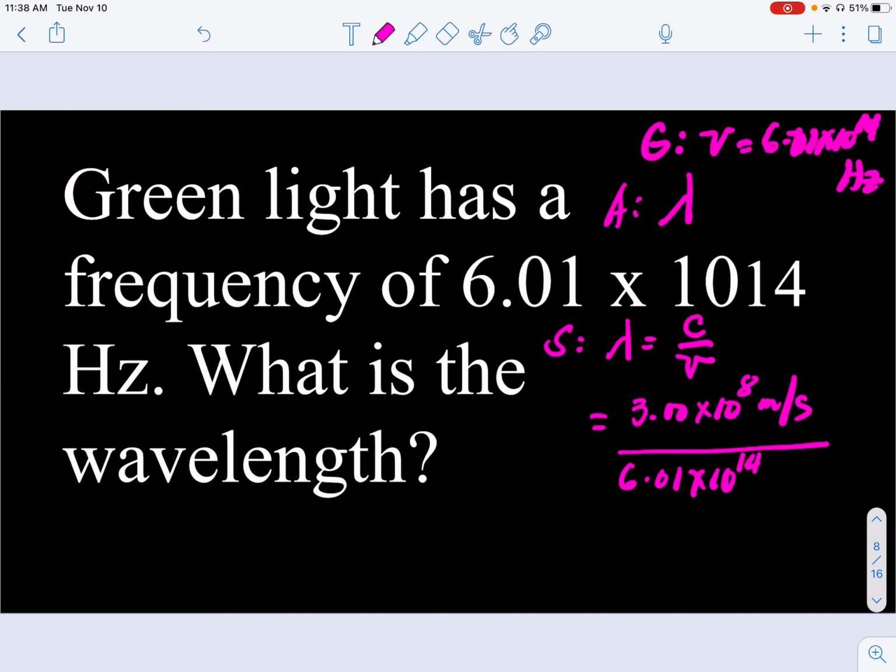We change Hertz into per second so that we can work with the units. We cancel out the unwanted units because anyway, that's equal to 1. And then our answer here is, can you recall? Okay, 5.00, or shall I say 4.99 times 10 to the negative 7 meters, because the unit left is in meters.